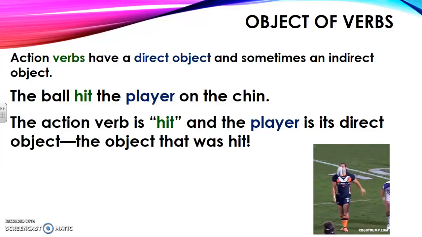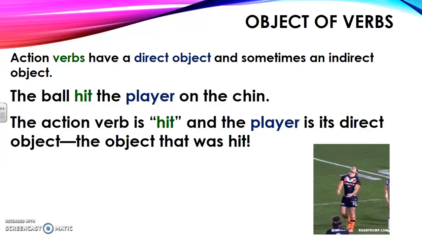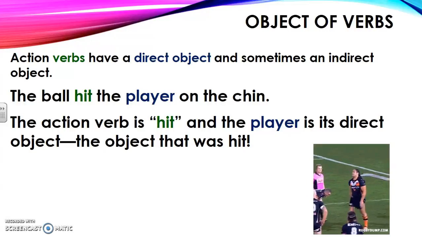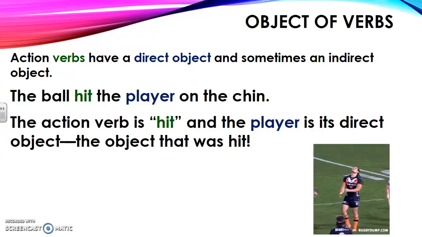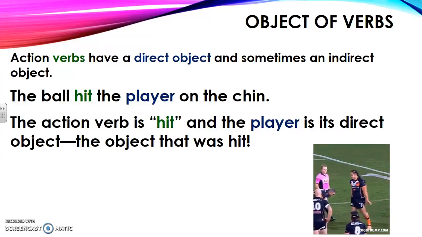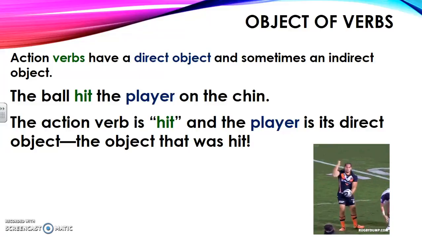Objects of verbs. What do we mean by that? An action verb will have a direct object and sometimes an indirect object. For example, the ball hit the player on the chin. The action verb is hit, and the player is its direct object, the object that was hit.